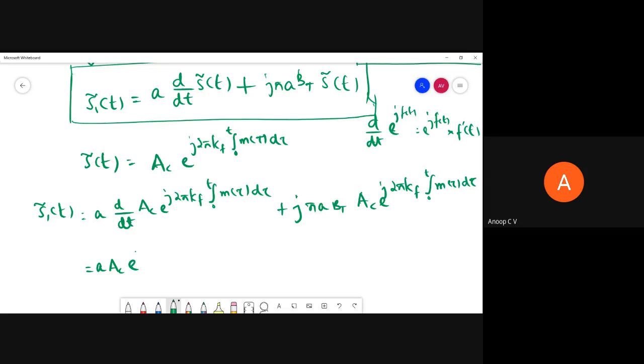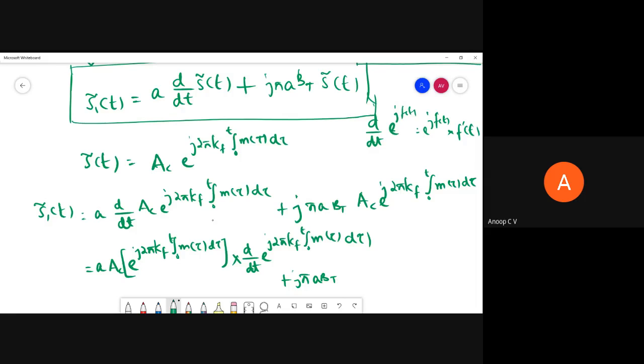So it is e power j 2 pi kf into integral 0 to t of m of tau d tau, and maybe I'll write it in brackets, into d by dt of e power j 2 pi kf integral 0 to t of m of tau d tau. Then plus the second term, j pi a bt. I know the expression is becoming too complicated, but nothing is there. You have to just take your pen and paper and write.